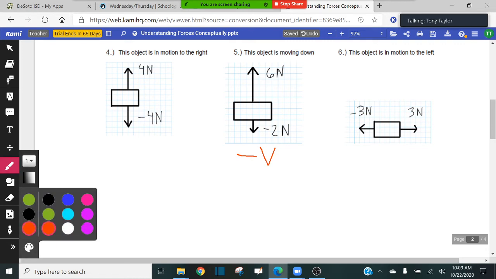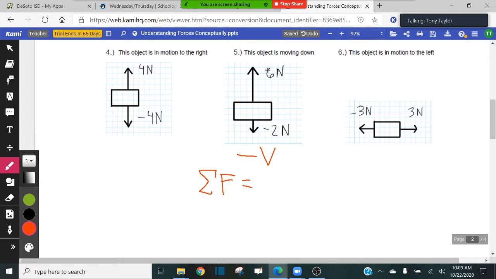Now, the next thing you want to do is figure out the sum of the forces acting on the object. When you add up all the forces acting on the object, what do you get? So, guys, what is the sum of the forces here when I add those up? What is positive 6 plus negative 2? 4. Yes, sir. It is positive 4 newtons.